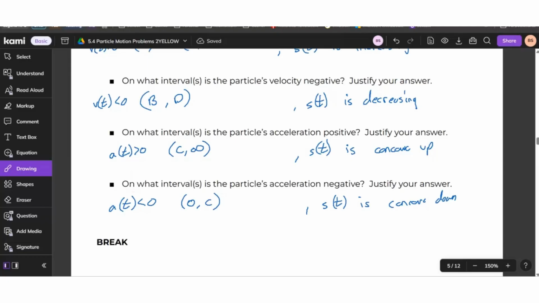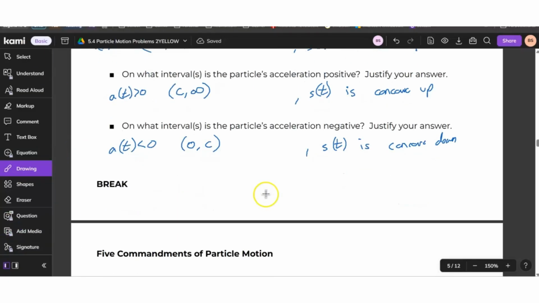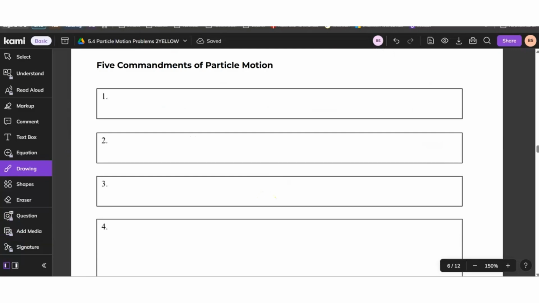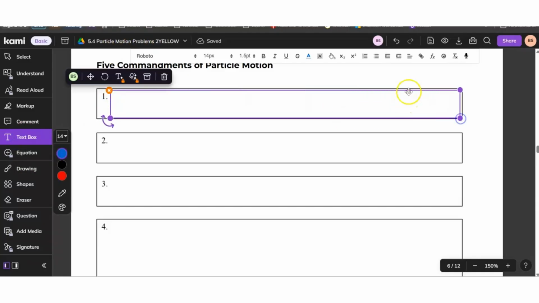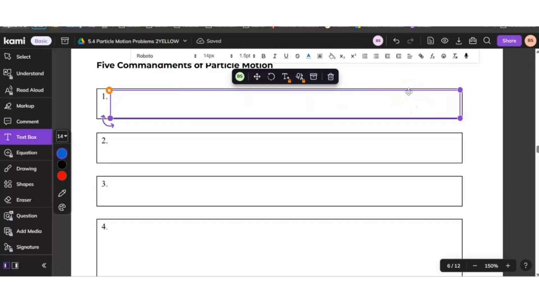No, it's not? Well, crap. All right, so we're going to do the 5 commandments of particle motion. Yes, I'm aware that's a little sacrilegious. We're still going to do it. 5 commandments of particle motion. Oh my god. Stop making me repeat it. You're trying to get me canceled. Okay, can I cancel? Is that okay? I'm sure you already have.